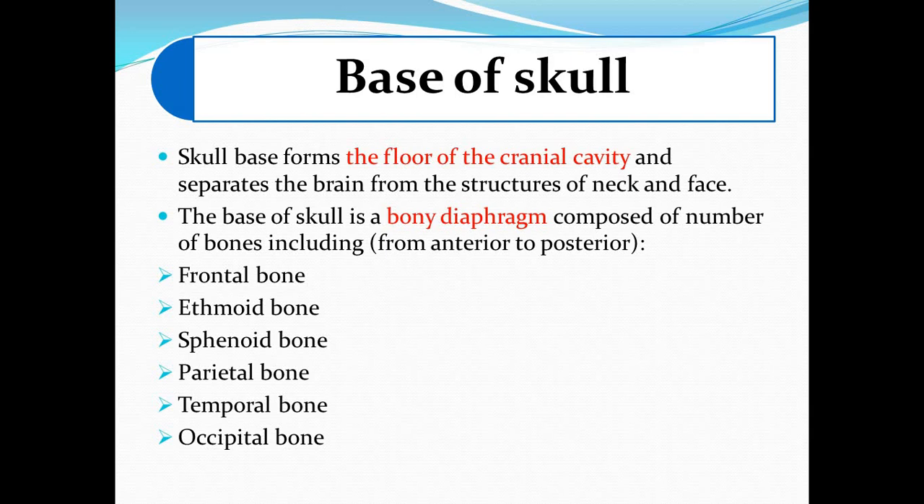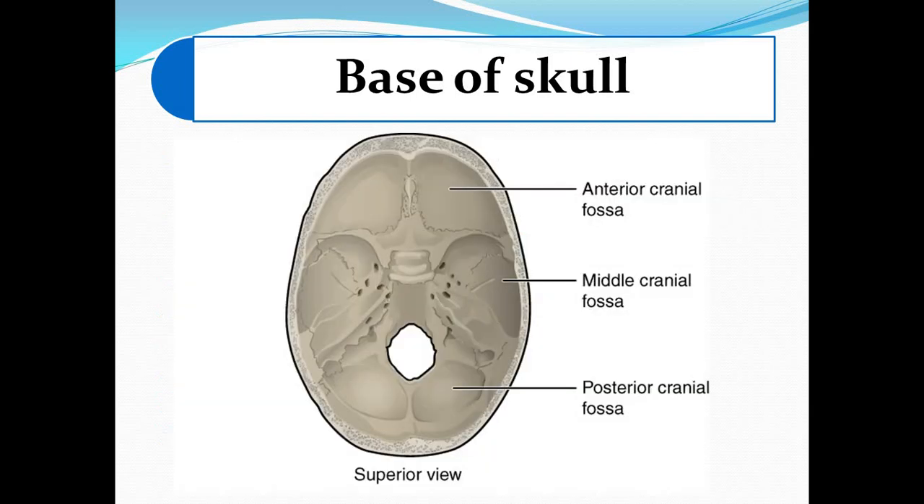Let's move on to talk about the skull base. The skull base is the floor of the cranial cavity. It's separating the brain from the structures of our neck and face. It's a bony diaphragm composed of a number of bones, including from anterior to posterior, the frontal bone, the ethmoid bone, the sphenoid bone, the parietal bones, the temporal bone, and the occipital bone.